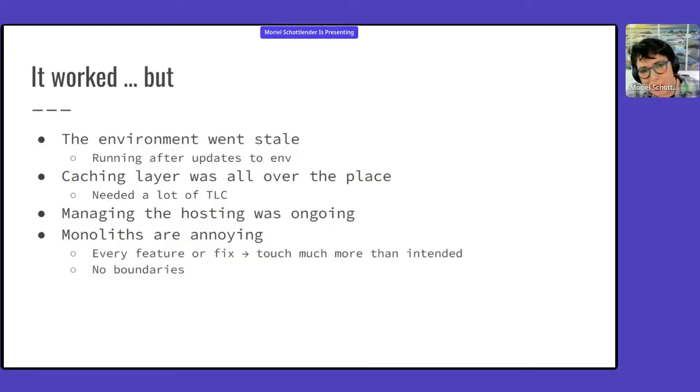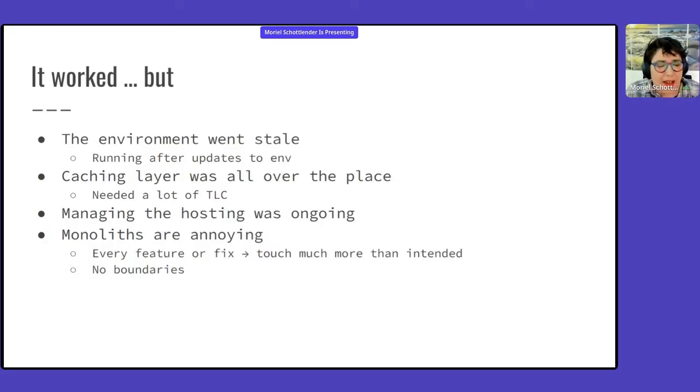Well, it didn't really work for me. The environment kept going stale. I had to keep going after upgrades and stuff and libraries. And then the caching layer was all over the place and started filling up my hard drive, and moving to other things became really problematic. Managing the hosting was bad. And then monoliths in general are very annoying because with a little tiny bug, suddenly you have to fix everything everywhere because there's no separation of concern.